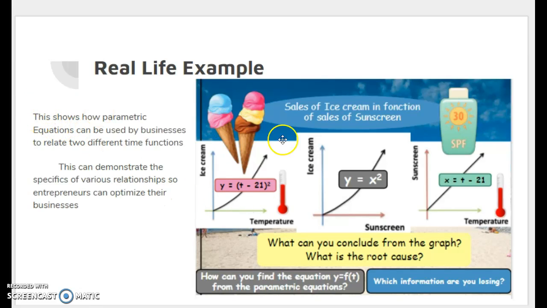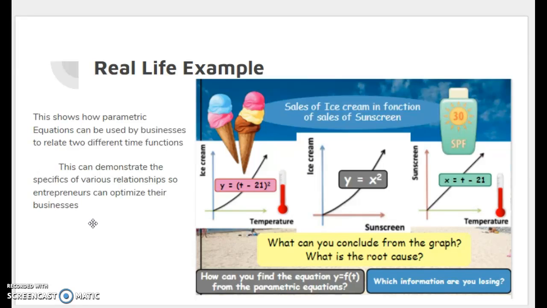So what's the use of this? Well, what we conclude from the graph is that as more sunscreen is sold, more ice cream is sold as well. So they have a direct relationship. So these equations can be used for many different uses, such as in businesses where you can relate two different time functions or two different functions with a similar variable, which was t in this equation, temperature. It can demonstrate the specifics of various relationships so entrepreneurs can optimize their businesses.